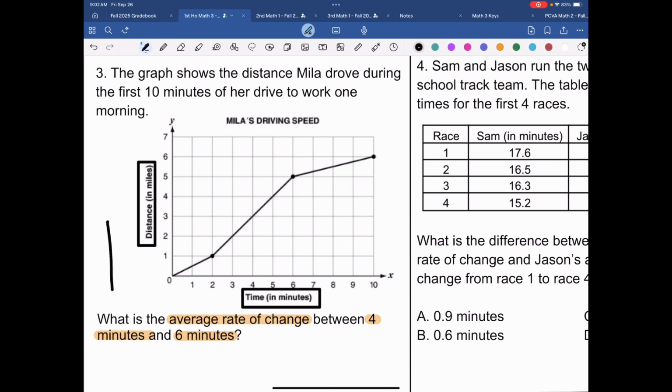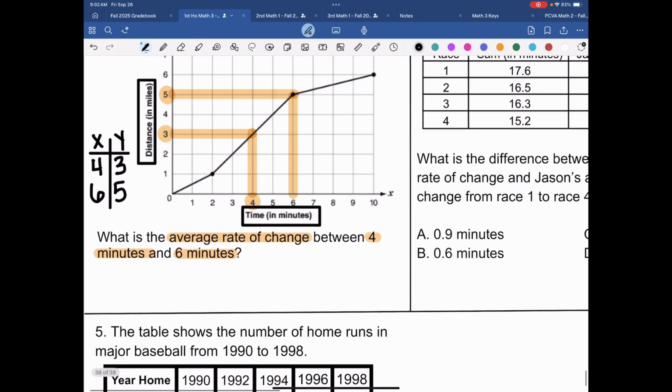So again, my X is going to represent the minutes, my Y is going to represent the miles. So they want us to look between 4 and 6 for the rate of change. So I'm going to go to 4, and I can see at 4 that corresponds to 3 miles. And then I'm going to go to 6, and that corresponds to 5 miles. Okay. So if we're calculating our y2 minus y1 over x2 minus x1, that's going to be 5 minus 3, and then 6 minus 5.